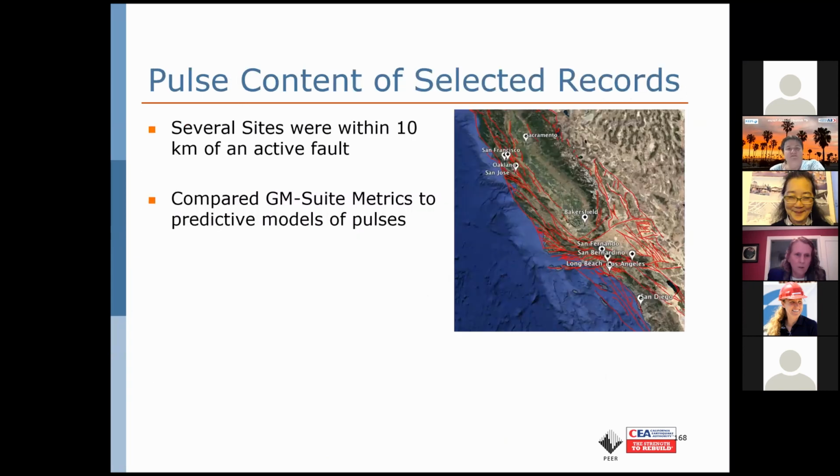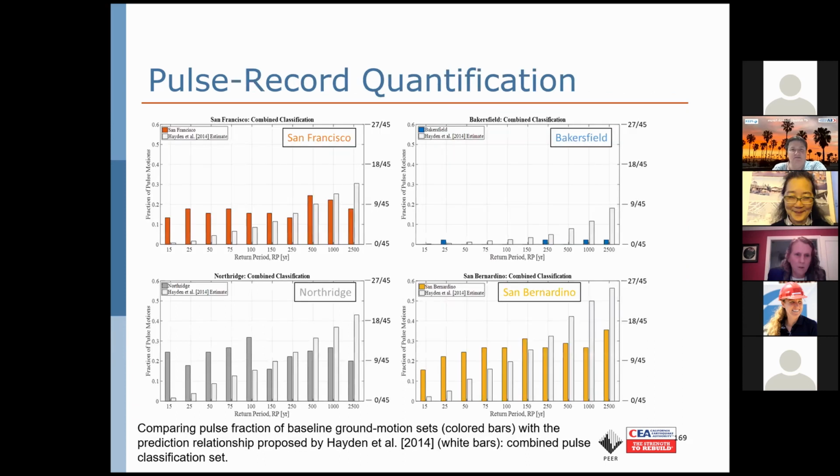We also did evaluate the pulse content. As I mentioned, several sites were within 10 kilometers of the active fault. And so what we did is we compared what we had in our ground motion suite to the predictive models in this case. And so here we have it, and it's in the report, and it's nicely documented, and then there's a lot more to it.